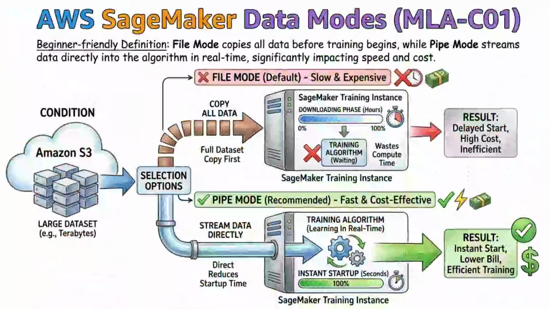To drastically speed up how fast your data flows from Amazon S3 into your SageMaker training instances, you must deeply understand the difference between file mode and pipe mode. By default, SageMaker uses file mode, which securely copies your entire dataset from S3 onto the training server before the mathematical learning can even begin. If you have terabytes of data, this downloading phase can waste hours of expensive computing time. Pipe mode completely solves this by streaming the data directly from S3 straight into the algorithm in real time, drastically reducing startup times and significantly lowering your final AWS bill, a highly rewarded concept on the exam.